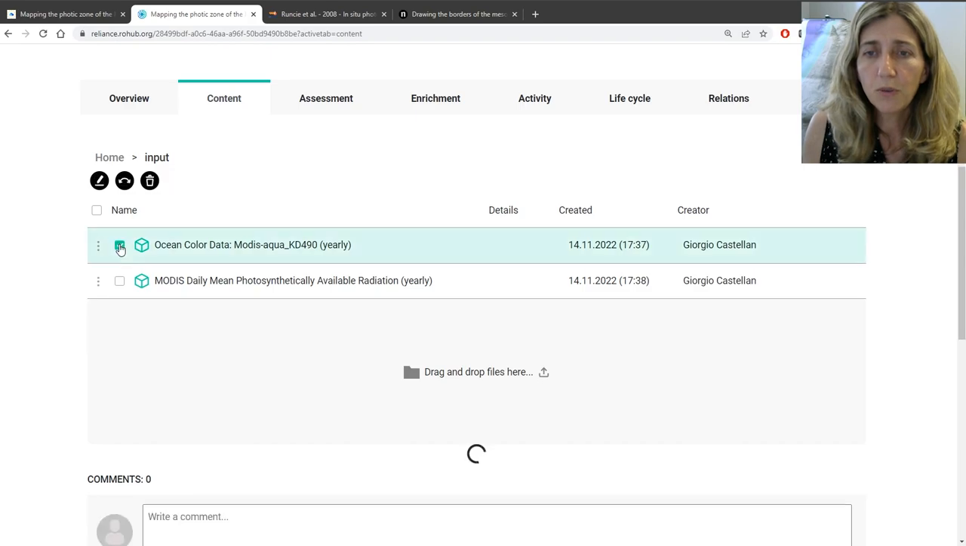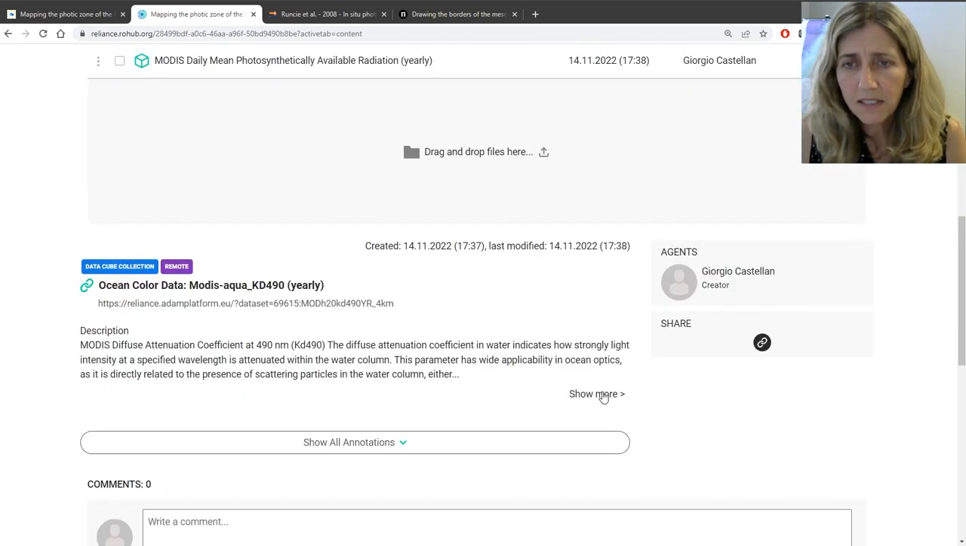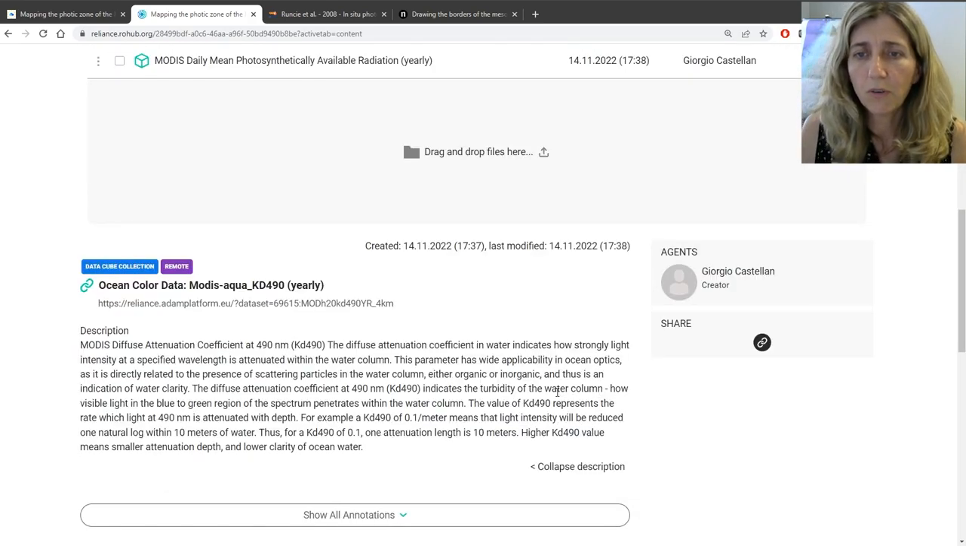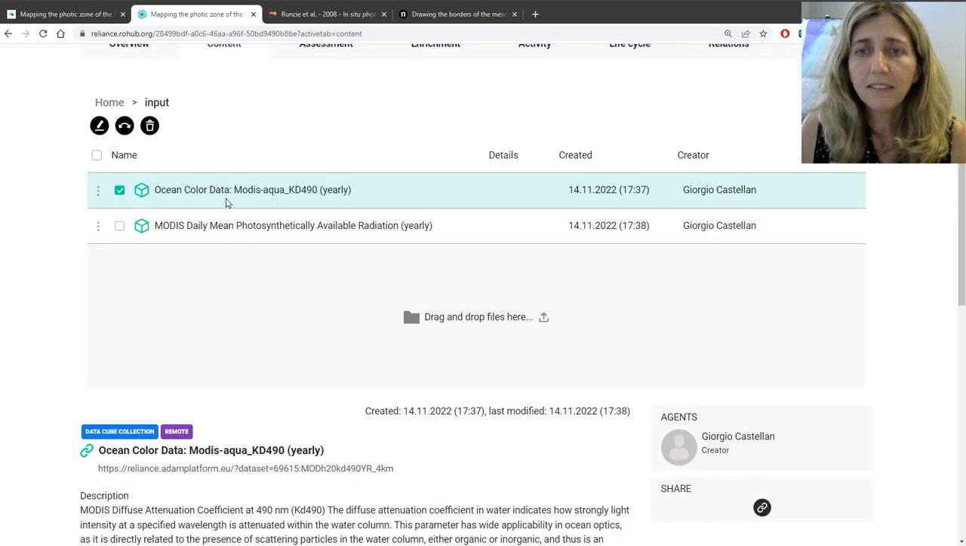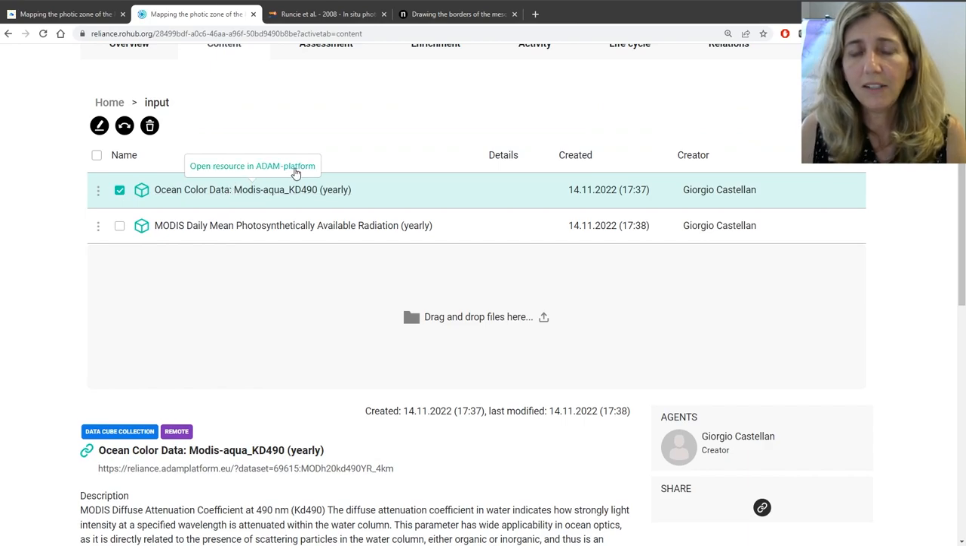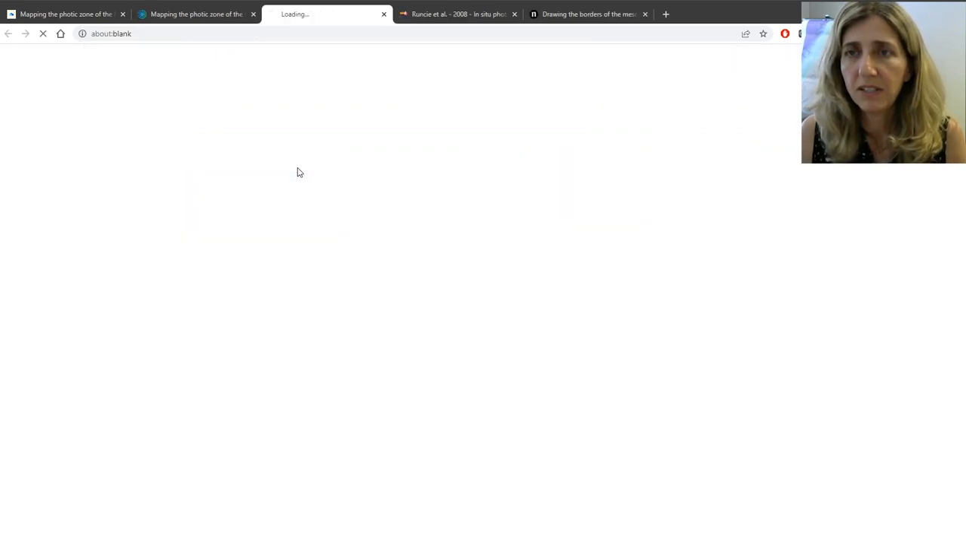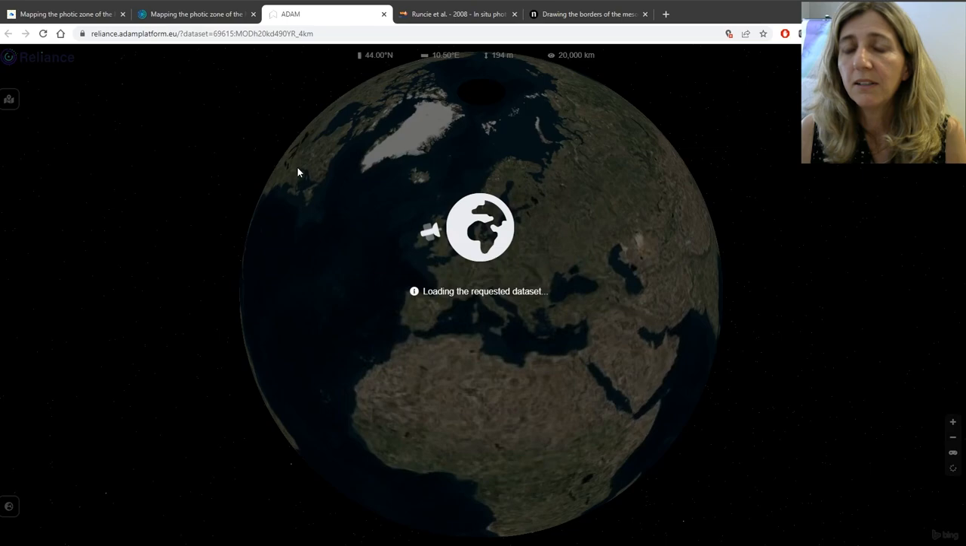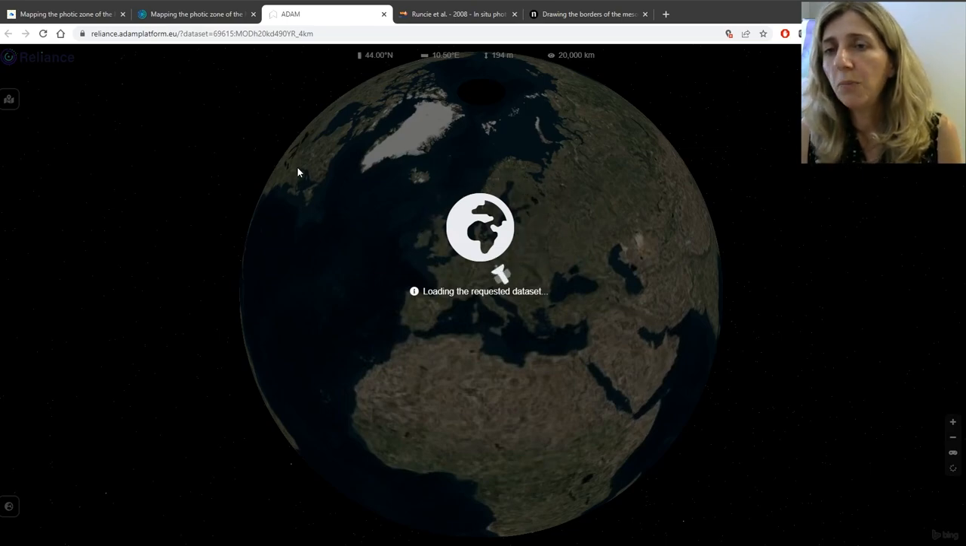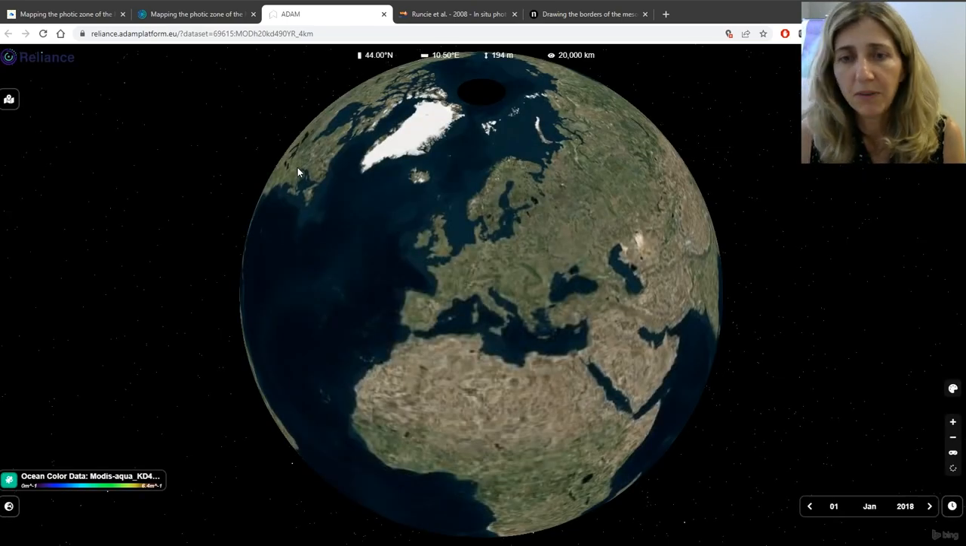Here I see there are two interesting data. Yes, this is what I really need. So the ocean color data, the MODIS Aqua KD490. And I can open this resource in Atom platform to visualize where they are and the quality of the data. I can open Atom platform straight away from Arrow Hub and see where these data are.